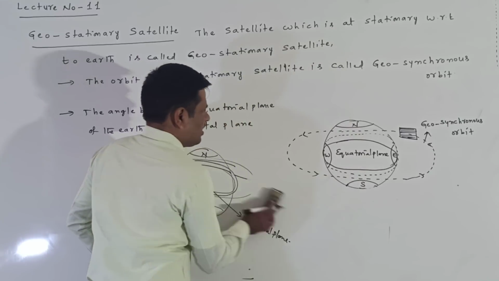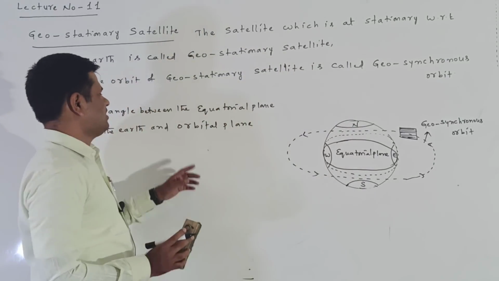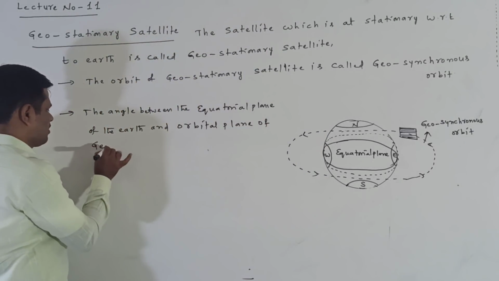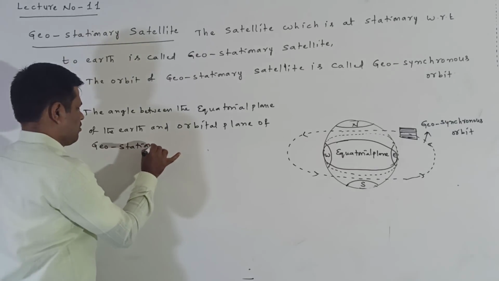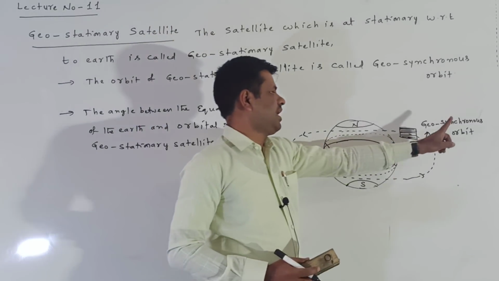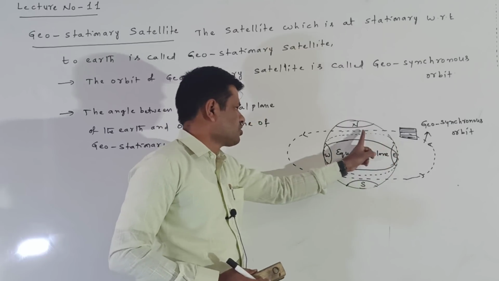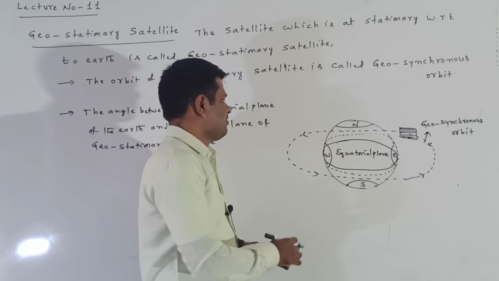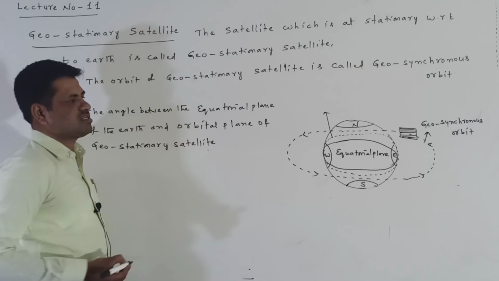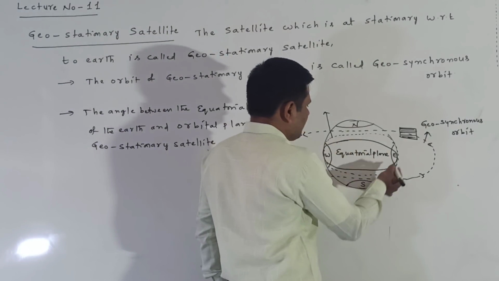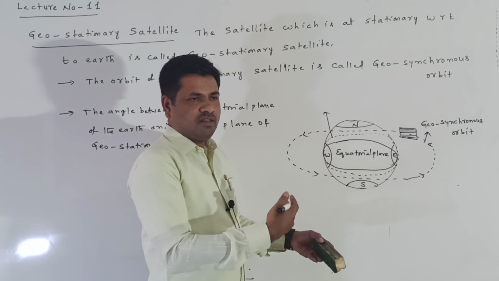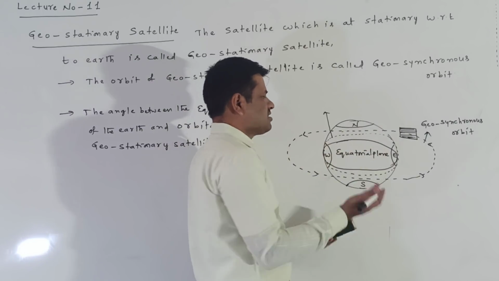Now both are shown here. One is called the equatorial plane, another is called the orbital plane of the geostationary satellite. In the geosynchronous orbit also I have considered one plane, which I am showing with the dotted line. This plane is called the orbital plane of the geostationary satellite. This plane is called the equatorial plane. Both are in the same direction, that is, the west to east direction only.